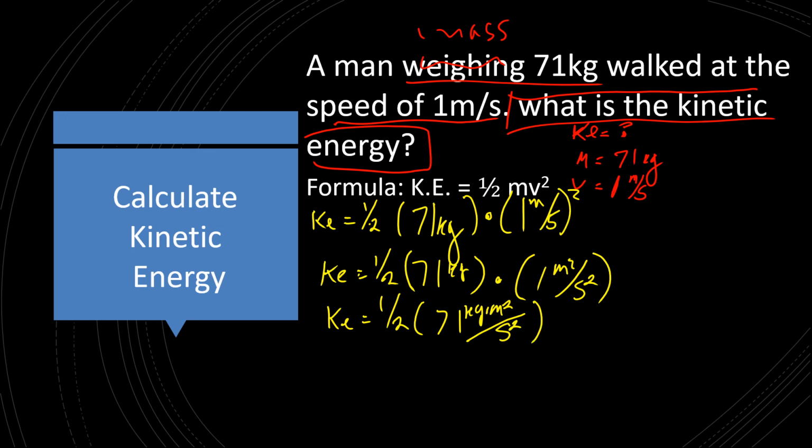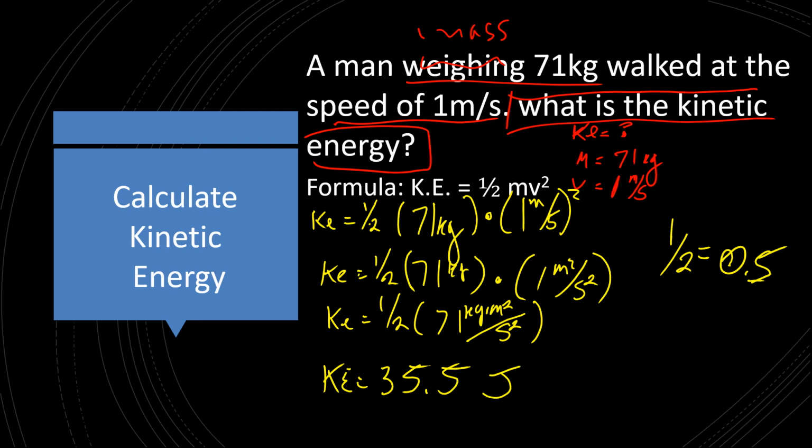Okay, so 1/2, and if you remember, a half is equal to 0.5. So we multiply 71 by 0.5. It's going to tell us our kinetic energy is going to be 35.5 joules. So it's not changing as drastically as the last one. We're not getting as much energy here.